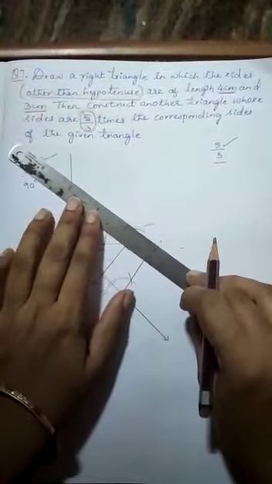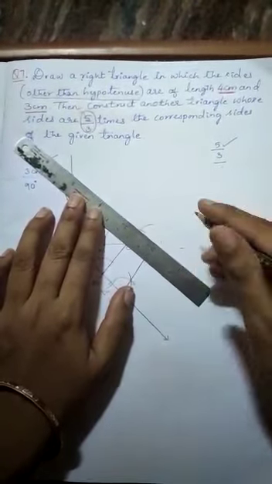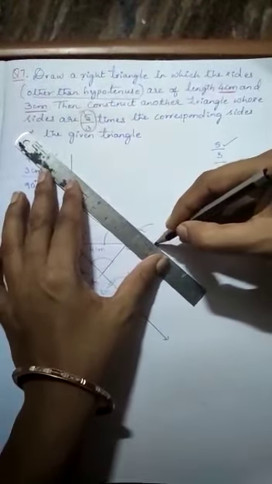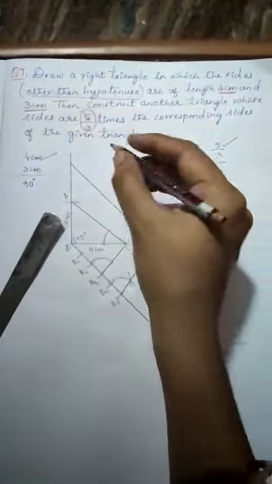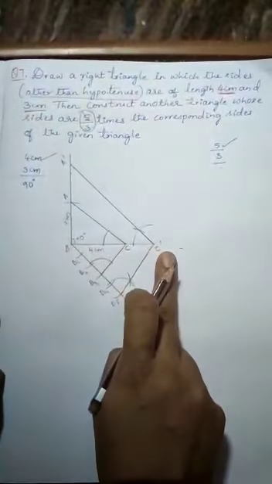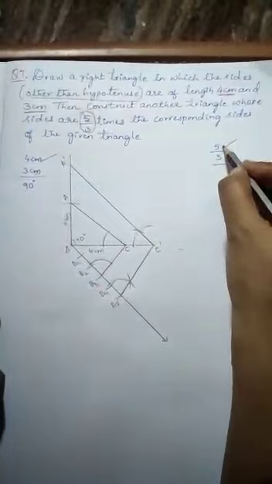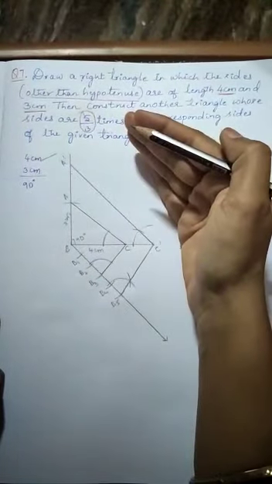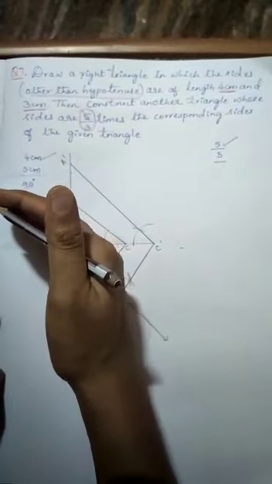So from this X mark, join here. So you got this point as A dash. Look here, A dash B C dash is one triangle. A B C is another triangle. Remember, when the numerator is greater, it will come outside. When the numerator is lesser, it will come inside.